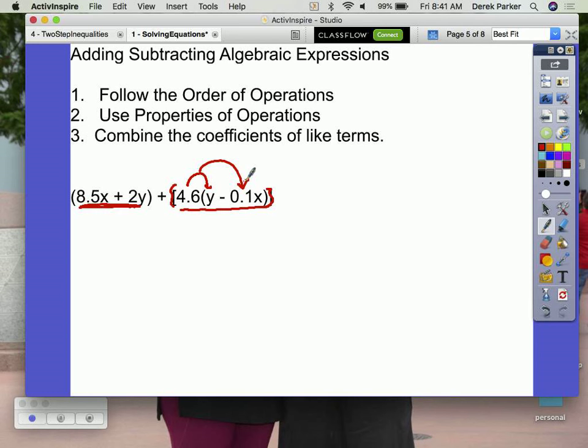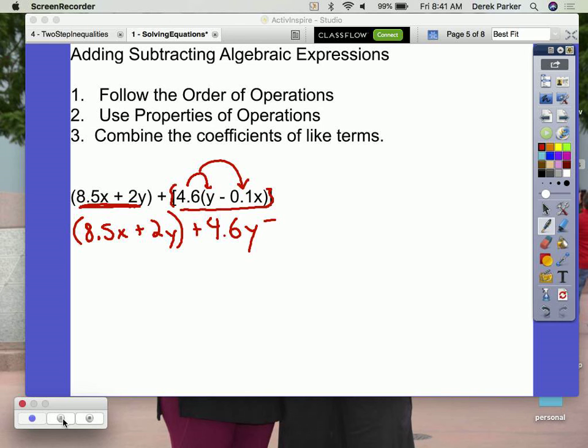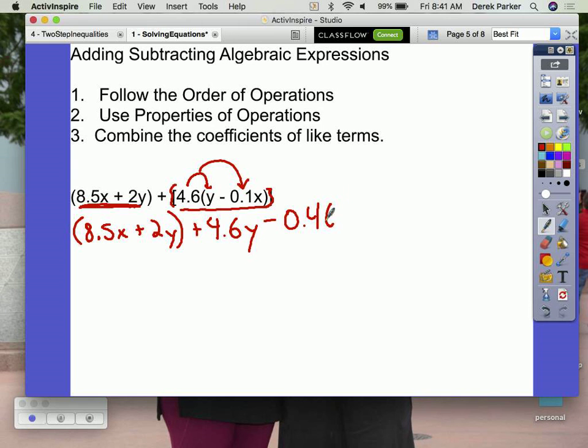It is imperative that you keep this neat and organized. If you do not keep this neat and organized, this standard is going to blow your mind because there are so many steps and so many things you've got to do. So I'm going to rewrite it. 8.5x plus 2y plus 4.6y and then minus 0.46x. Close parentheses.